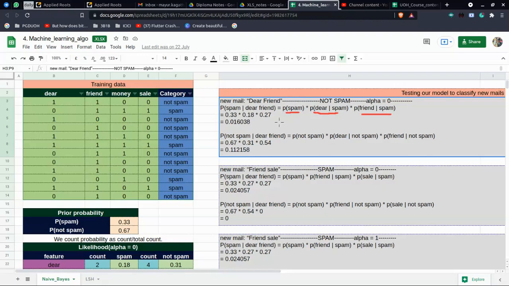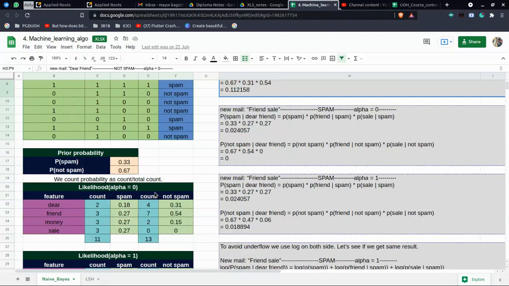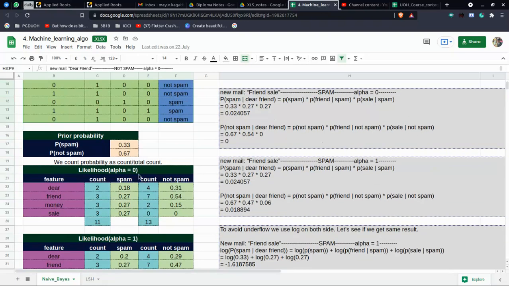So first let's calculate all these probabilities. We need this prior probability. Similarly for not spam, the formula is similar. And we need to calculate this likelihood. First we will take alpha equal to 0, no smoothing. Then I will explain smoothing and I will take the smoothing also. So let's take alpha first as 0, simple.